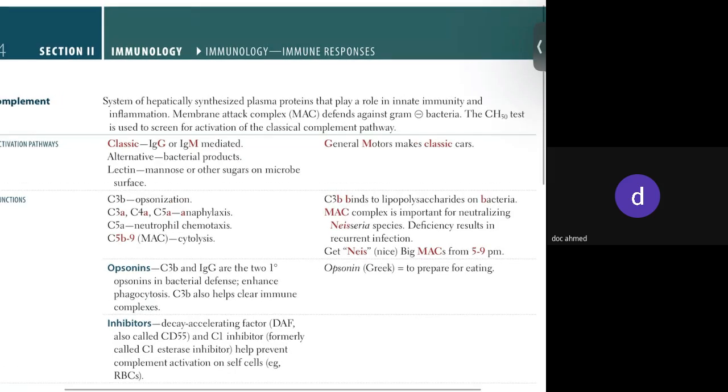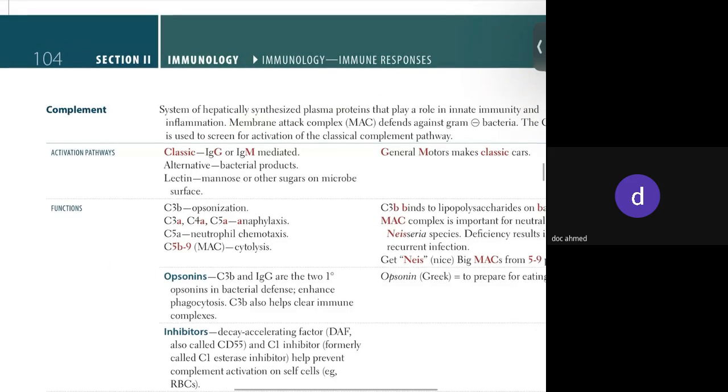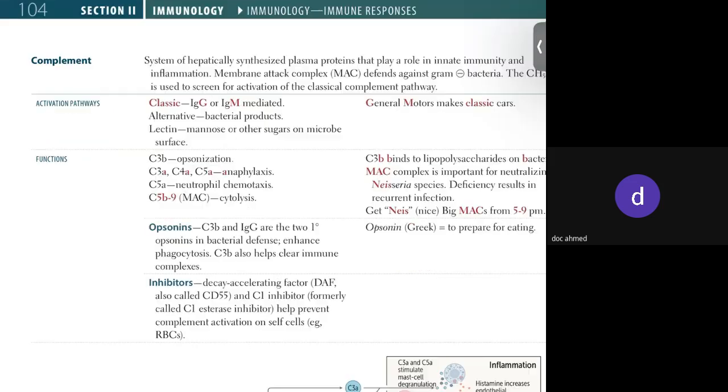Okay, so you can see hepatically synthesized plasma proteins. We know these are made by your liver, but inactive. They are going to be converted into active form. How? By some kind of pathways, as we discussed: classical, alternative, lectin. The classical requires IgG and IgM. IgM is the biggest of all, that's why you can easily activate your complement system. Okay, and IgG as well.